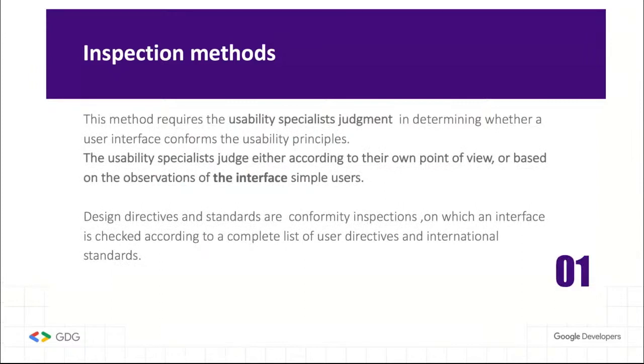The inspection method requires the usability specialist's judgment in determining whether a user interface conforms to the usability principles or not. The usability specialists judge either according to their own point of view or based on observation of simple users interacting with the interface. Design guidelines and standards conformity inspections are those in which an interface is checked according to a complete list of user guidelines and international standards. Inspection methods are done by experts.